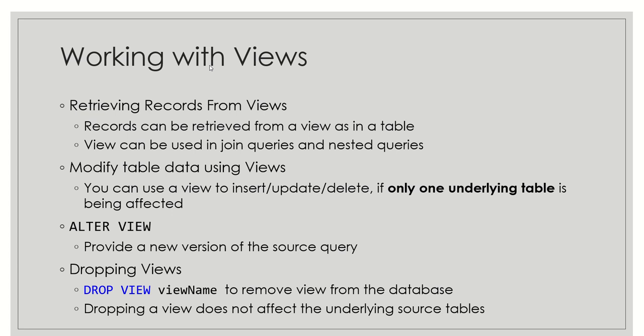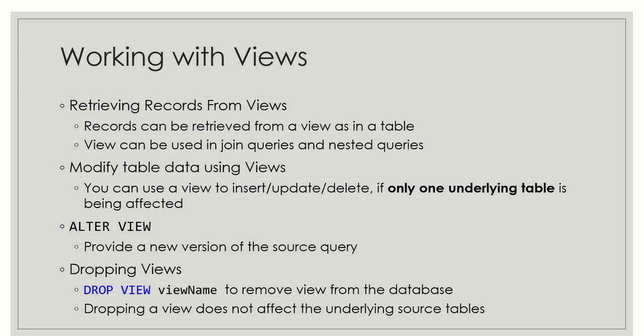So once we have the view object, some of the things that we can do with it, the first and most obvious is retrieving records from a view. So we can retrieve records from a view just the same way that we do in a table. You can use a view in a join query. You can use it in a nested query. You can do anything to it that you would do with a typical table. You can also modify table data through views, but there's a catch to that.